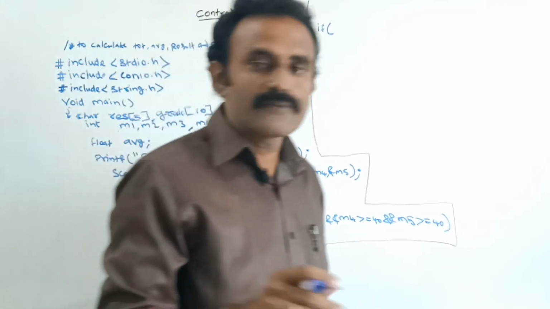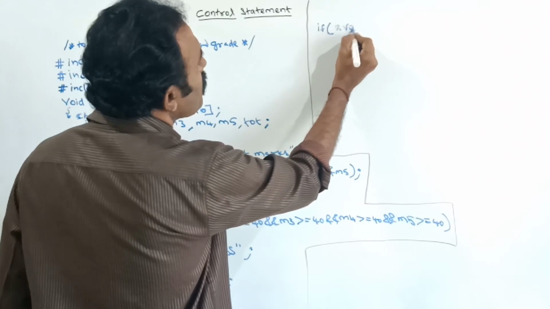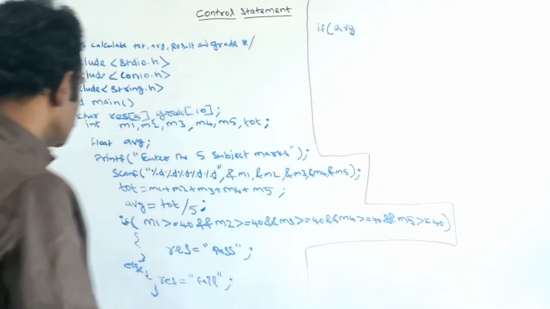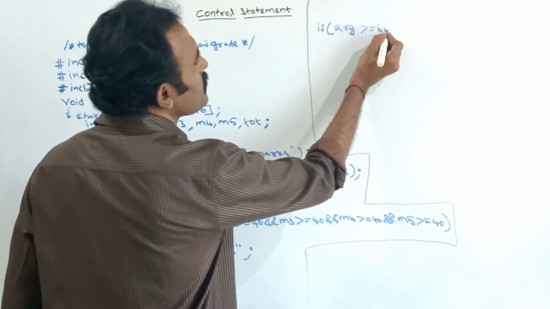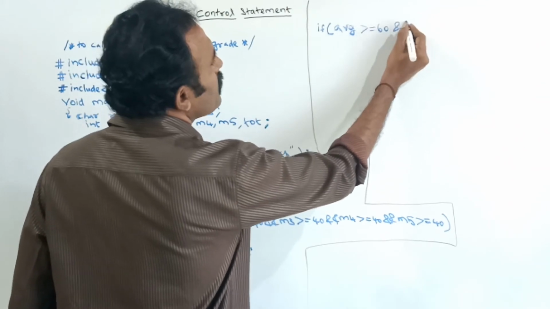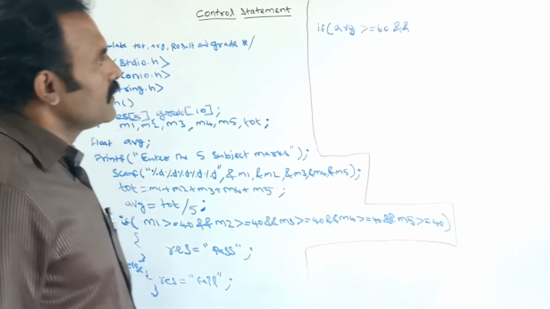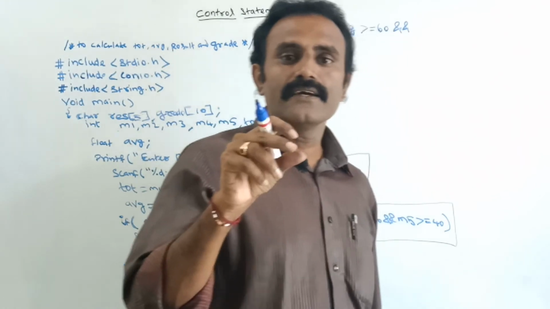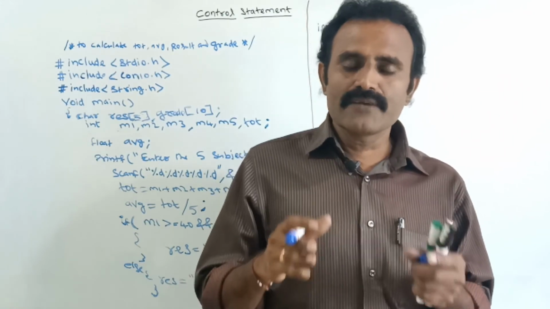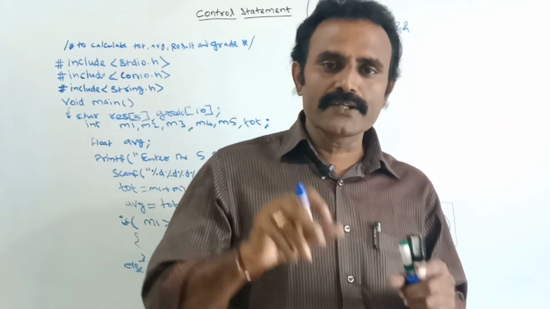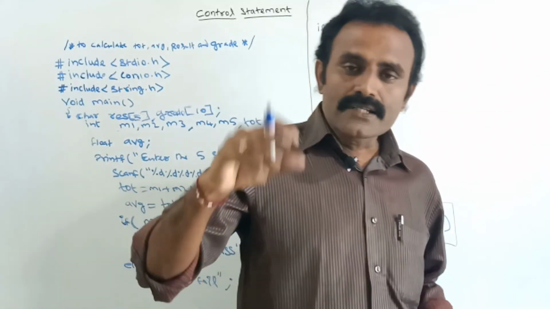By help of this if statement I am going to check the average mark, AVG. This average mark should be greater than or equal to 60, and at the same time we should check the result also. Here for the result, how can we check the string? If we need to check two strings, here we should use the string compare function. Here average should be greater than 60, and at the same time result also should be pass.